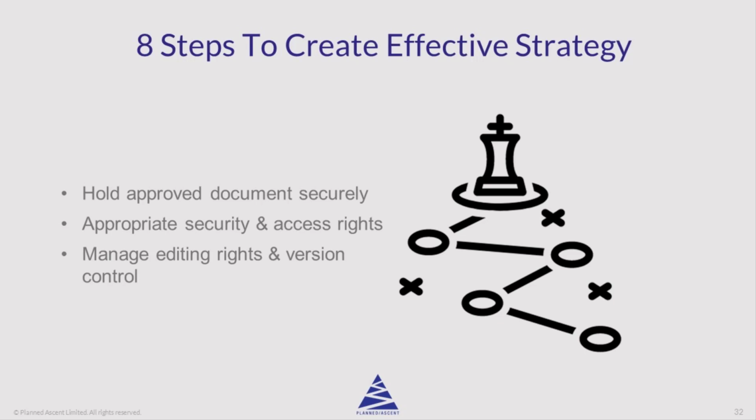Once approved and the next steps agreed, the approved version of the strategy document should be held in a secure location with appropriate security and access rights. Remove any further editing rights unless a course correction is required at a future date. If this need should arise, ensure that proper version control is applied to the strategy document.